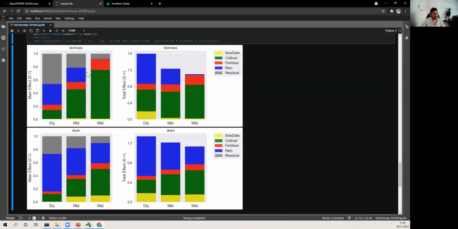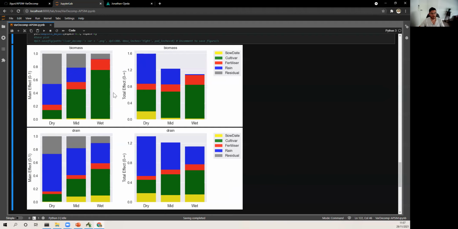And you can see that, interestingly, we got more residuals in the dry environment, which means that we have other factors, and which is logical because in a dry environment, the amount of stresses are increased. So that means that other things are playing a role on the variance of the biomass for these particular environments. And when we are going from dry to wet, most of the variance on biomass is explained by cultivar and fertilizer. We can say more than 80 or 90%.